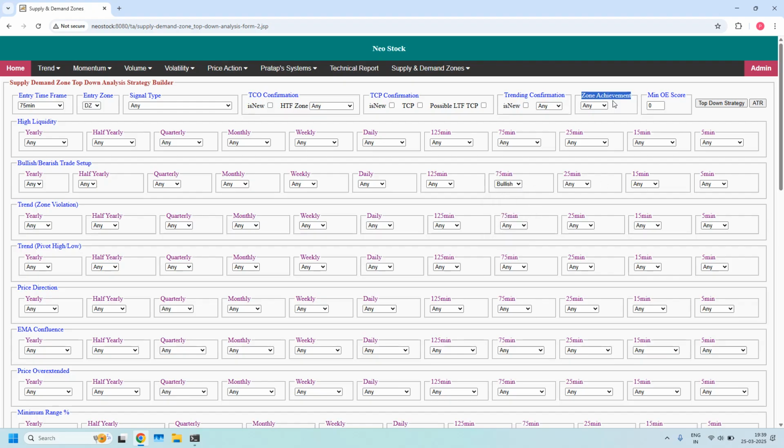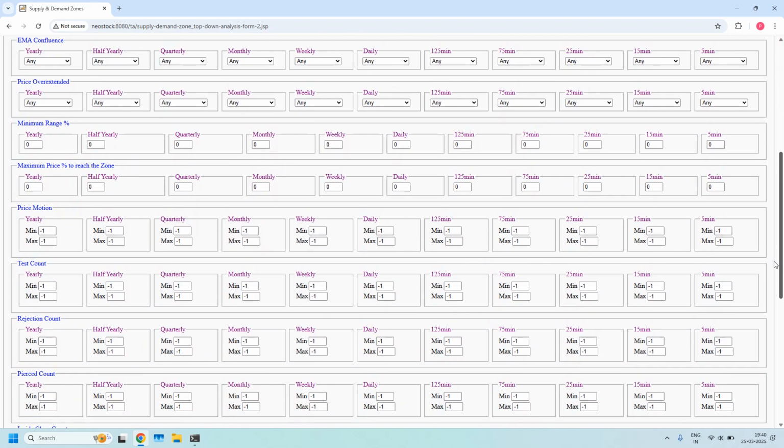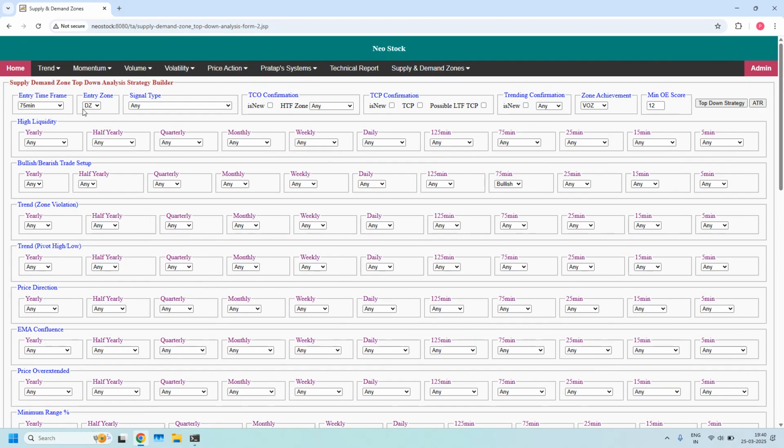And the zone achievement should be violated opposing zone. Minimum odd enhancer score should be 12. And third filter, 75 minutes demand zone should not be pierced. So in the pierced count at 75 minutes time frame, I am setting minimum value 0, maximum value 0. That means pierced count should be 0. Pierced count 0 means the zone is not pierced. Which zone? The zone you selected here. That is 75 minutes demand zone.